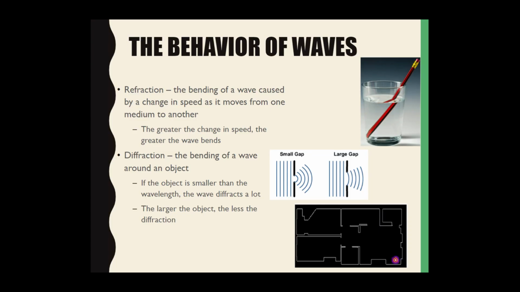Diffraction occurs when a wave hits an object and bends around it. If the object is really small, it affects the wave a lot. If the object is large, there's less of an effect. So right here, a small gap causes a really big change in the wave. But a large gap does not affect the wave as much.